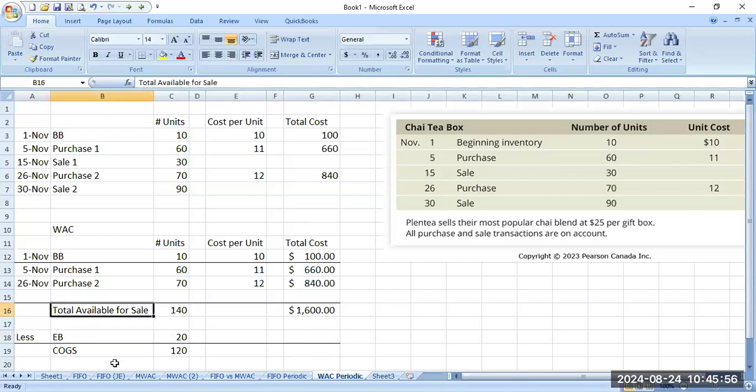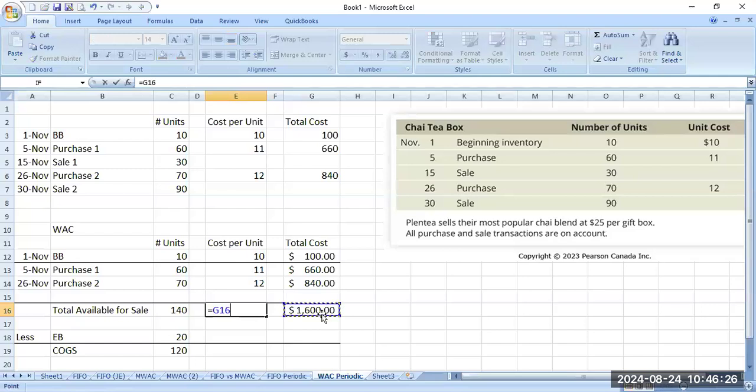Once we have the purchases and the beginning balance, we're going to come up with the total units available for sale. Those units available for sale come with a cost. We're going to see the total cost, 1,600. At this point, and only at this point, at the very end, we're going to calculate once and only once, at the end of the period, the weighted average cost, which will be total cost for the period divided by the total units that we have available for the period.